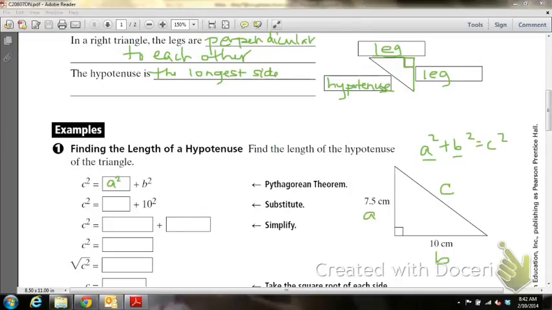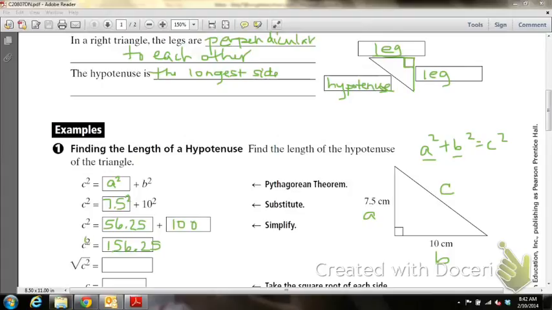Now plug in the numbers that we have. So 7.5 squared plus 10 squared. 7.5 squared is 56.25. 10 squared is 100. Add those two together, you get 156.25. Remember, order of operations, you have to do the exponents before you add.